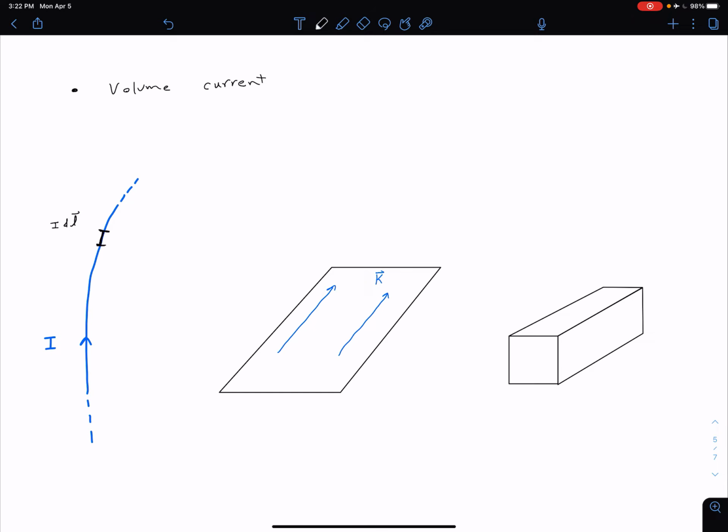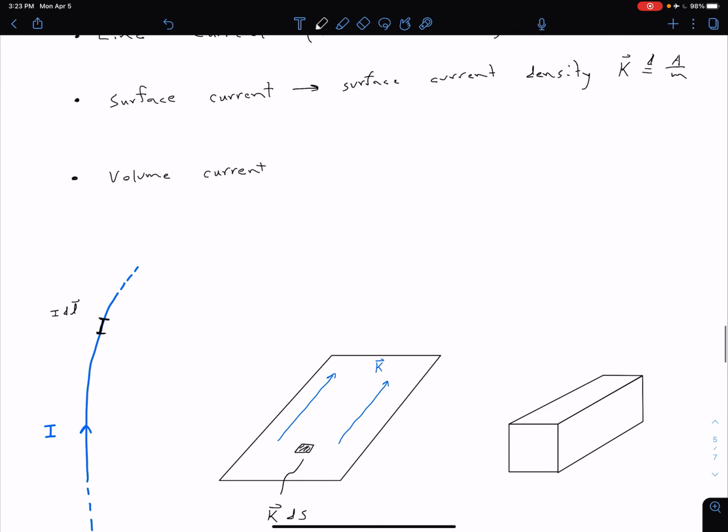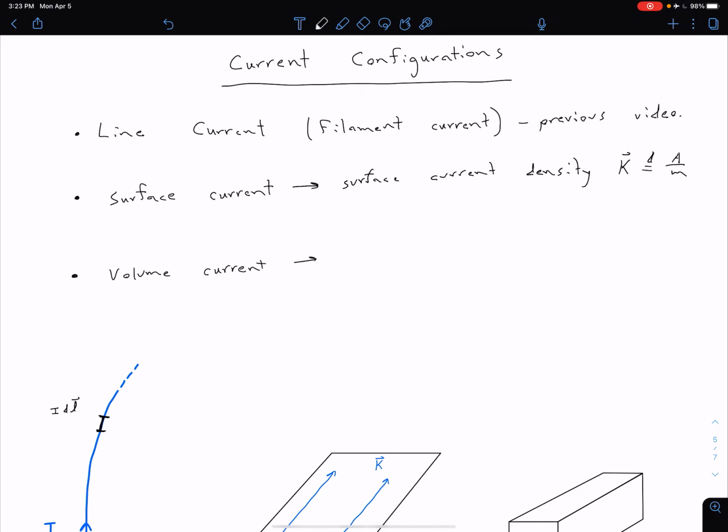In this case, if we want to talk about a differential current, we're going to need a little patch of this plane, some differential surface. The differential current is now going to be K times ds, where ds is a differential surface area. Note now the vector is associated with the K, as opposed to previously it was associated with our dl. The last type of current configuration we can have is our volume current, and of course we're going to have some volume current density. This is the familiar current density J that hopefully everybody is used to working with by now, which dimensionally is amps per square meter.